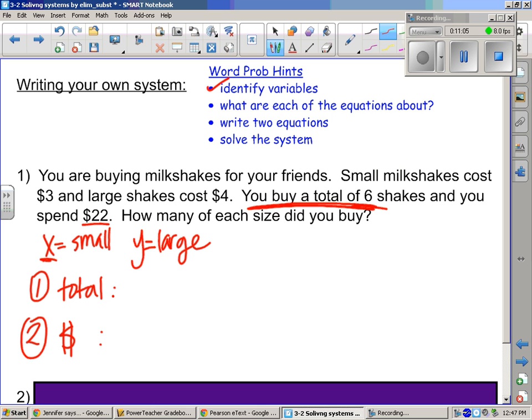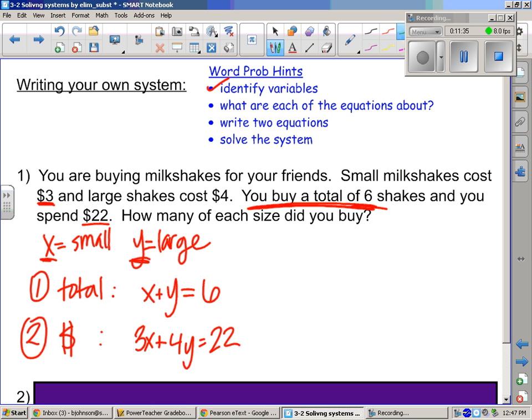Well, you would take the number of smalls that you buy and the number of larges that you buy and add them together. So my first equation is x plus y is equal to 6. And that will be your equation anytime you're referring to a total number of things. The second one's about the money. Remember, I spend $3 per, and we've talked about per a lot this trimester. $3 per small, so it's 3x, and $4 per large, so that's 4y, and I spent $22 total.